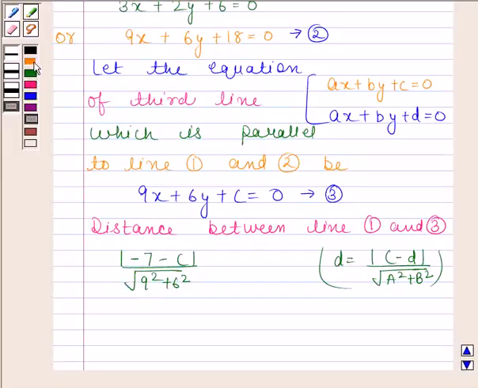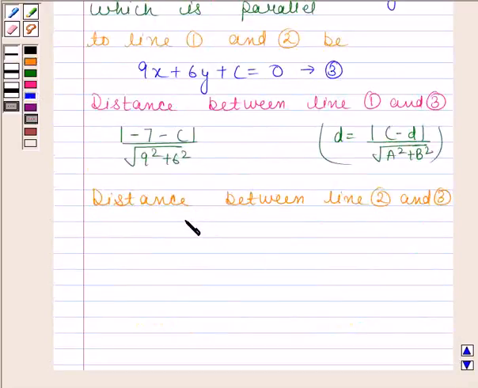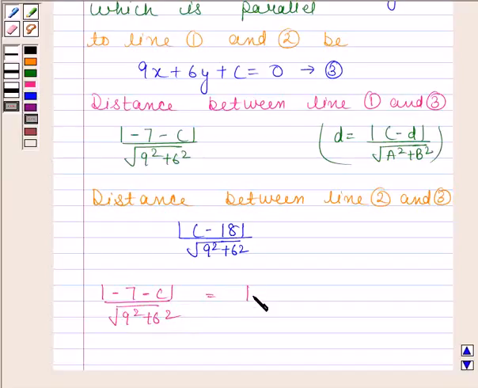Now we will find distance between line 2 and 3. Distance between line 2 and line 3 is mod of c minus 18 upon square root of 9 square plus 6 square. Now the distance between line 1 and line 3 is same as distance between line 2 and line 3. So mod of minus 7 minus c upon square root of 9 square plus 6 square is equal to mod of c minus 18 upon square root of 9 square plus 6 square.